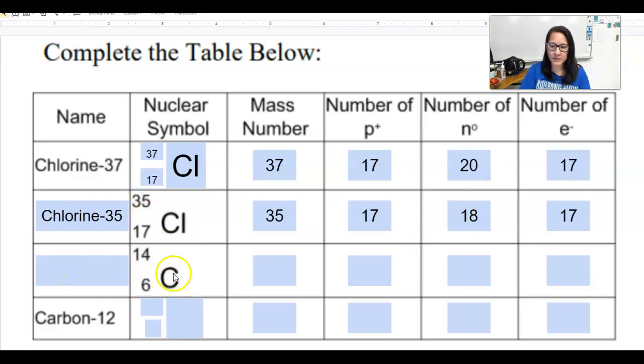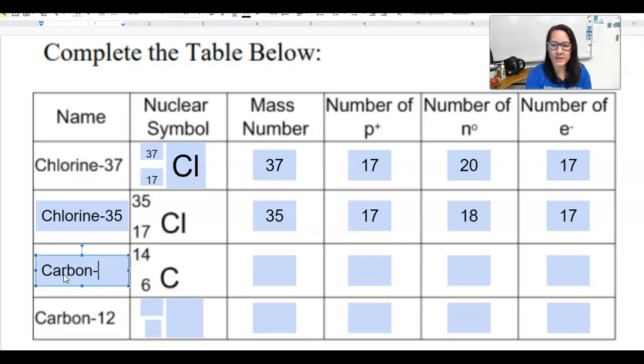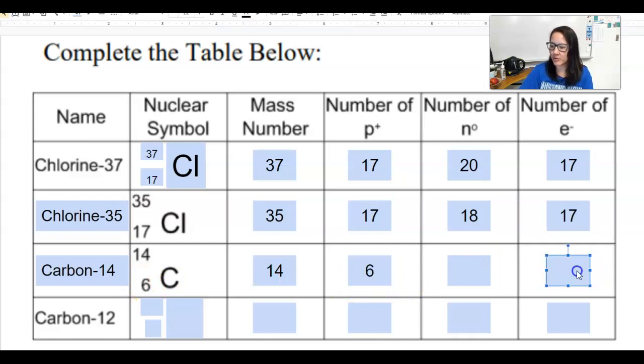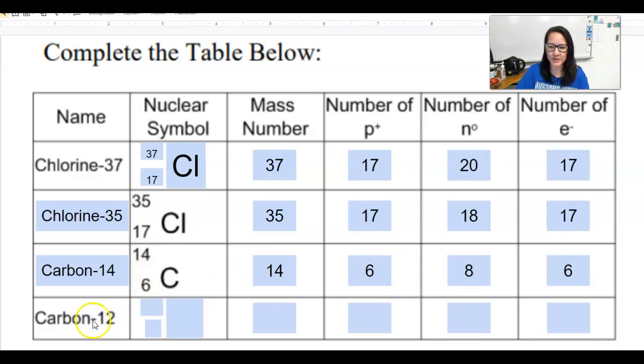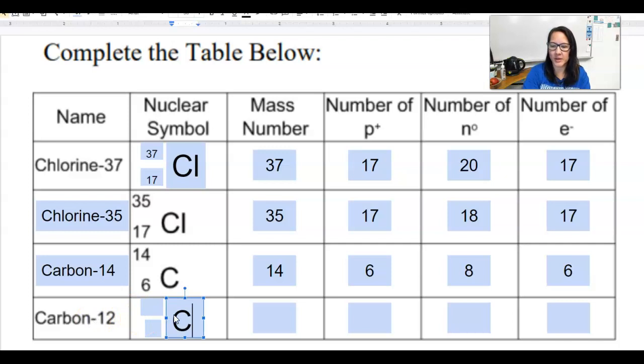Here is carbon. C stands for carbon. So I'm going to write out carbon dash its mass number, which is at the top left of the symbol, that's 14. And the mass number is going to go here. Since the atomic number is 6 at the bottom left of the symbol, that tells us the number of protons and the number of electrons. And then finally, to get the number of neutrons, I'll subtract mass number minus atomic number, and that's going to equal 8.